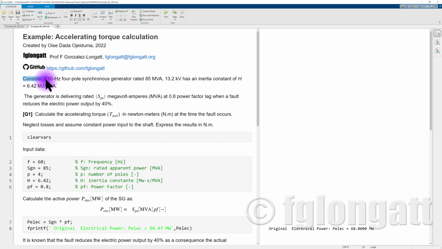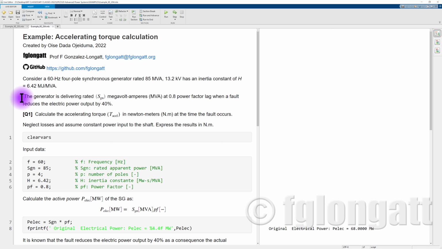Consider a 60 Hz 4-pole synchronous generator. The apparent power that you can find in the nameplate is 85 MVA. The nominal stator voltage is 13.2 kilovolts. This is RMS line-to-line voltage, okay? And this machine has a rotational inertia H of 6.42 megajoules per MVA, okay?